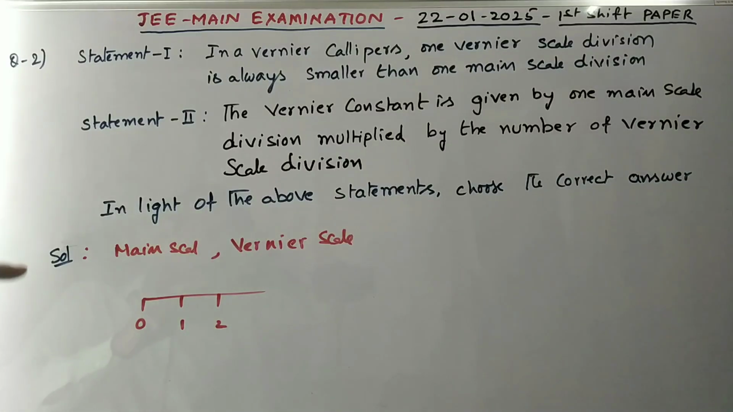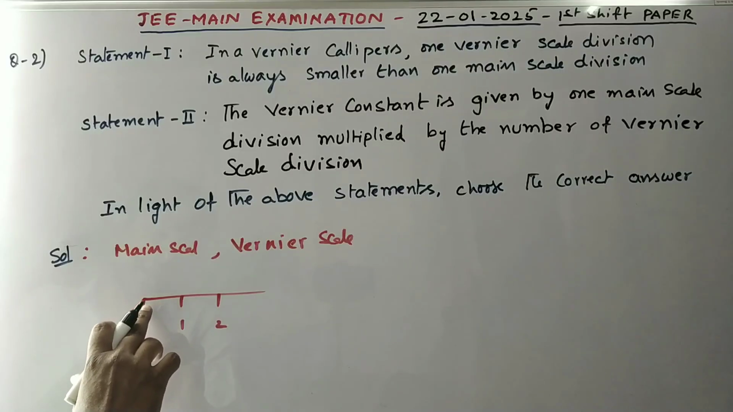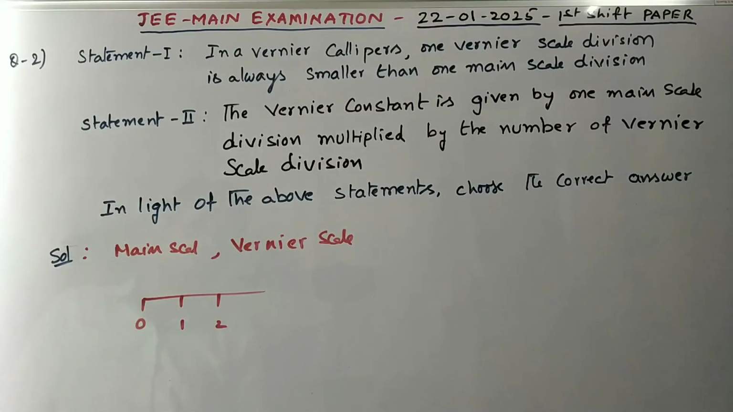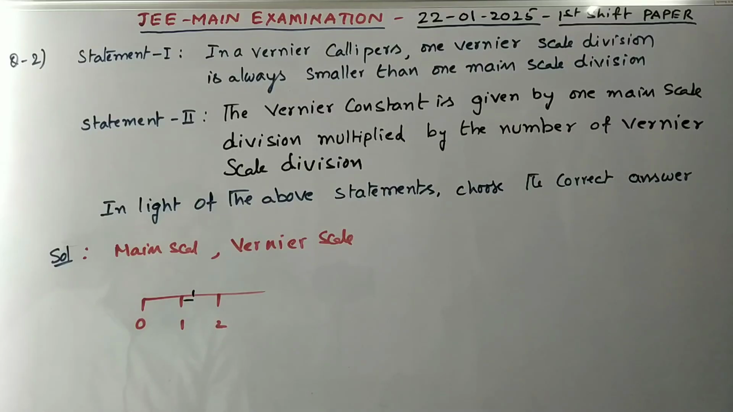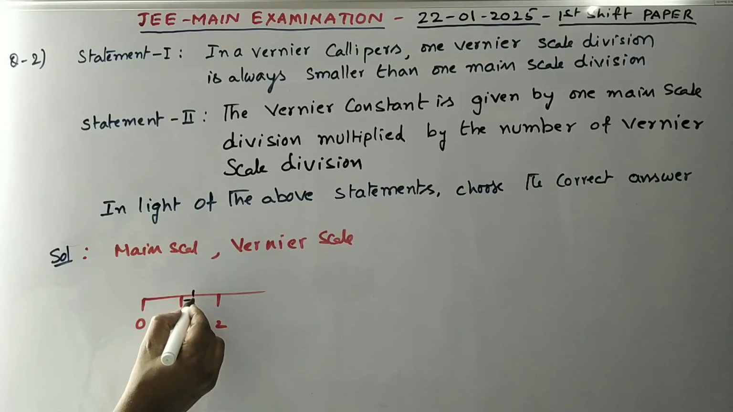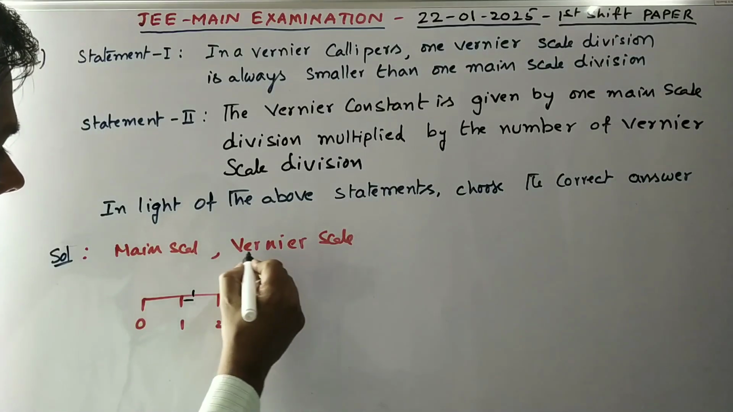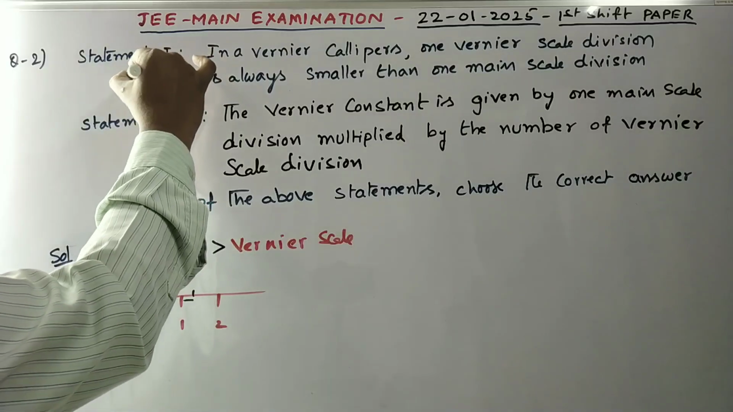If any object's length is more than, that means more than 1 centimeter, suppose it moves further like this. So how much distance it has moved is given by the vernier scale, isn't it? So 0 to 1 is 1 centimeter or 1 meter or whatever it may be. This is the main scale. Further, how much distance it has moved is given by the vernier scale. So generally the vernier scale division is always less than the main scale division. So statement 1 is correct.